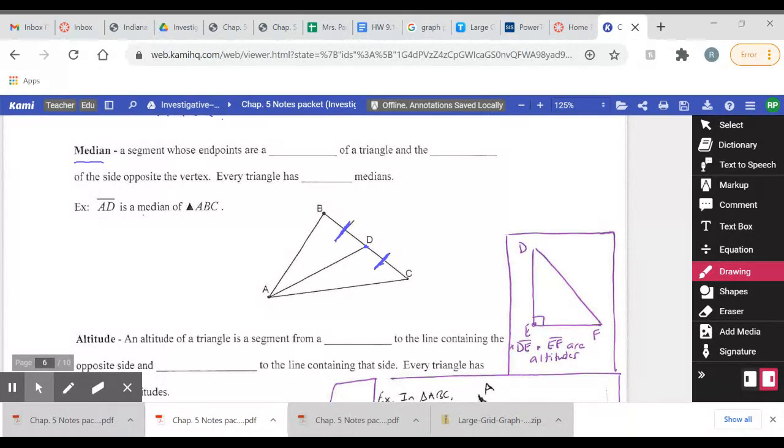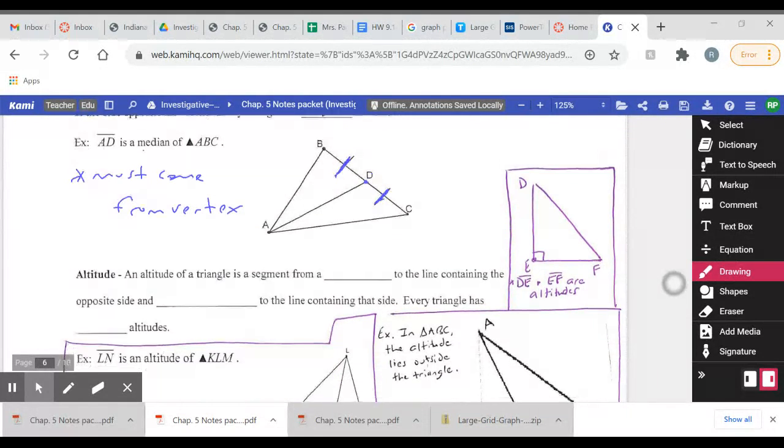Okay, so if we fill this in, a median is a segment whose endpoints are a vertex of a triangle and the midpoint of the side opposite the vertex. Every triangle has 3 medians. So again, median means middle or hits at the midpoint, and this one must come from a vertex, just like the first one did.